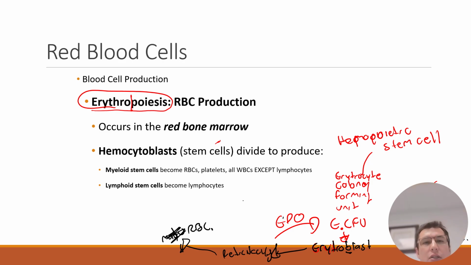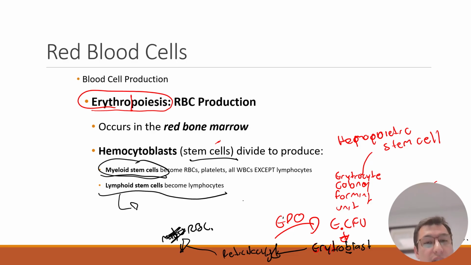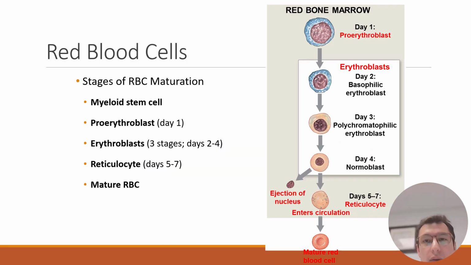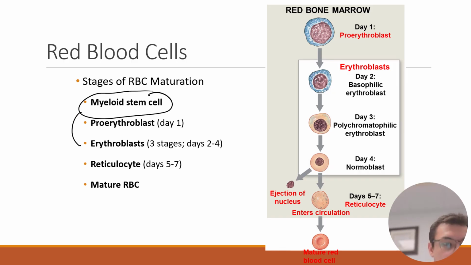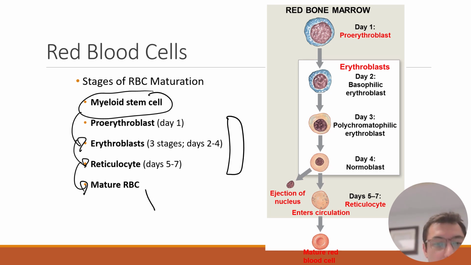Okay. So in this terminology right here, just remember that we have stem cells. They divide to produce myeloid stem cells and lymphoid stem cells. The lymphoid stem cells give rise to lymphocytes, but it is the myeloid stem cell that gives rise to all the other ones. Here we have the myeloid stem cell give rise to the erythroblast, and then the reticulocyte, and then the mature red blood cell. Here we're still in the bone marrow, and here we are in circulation.